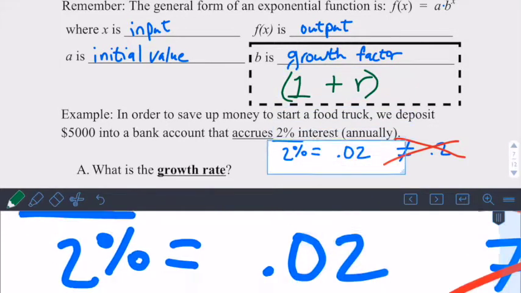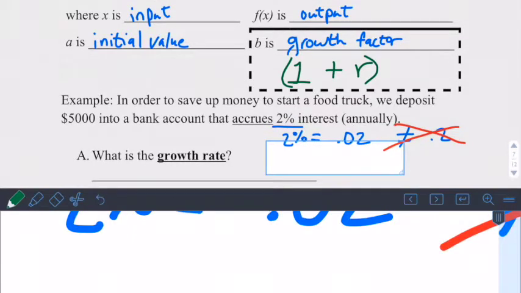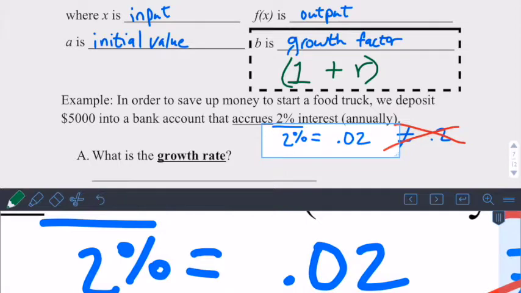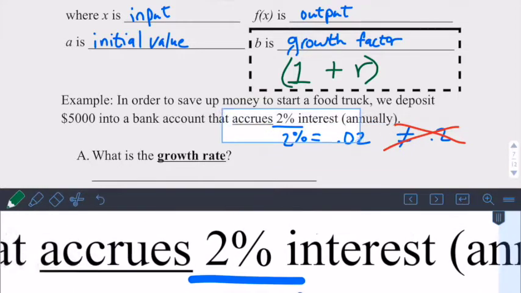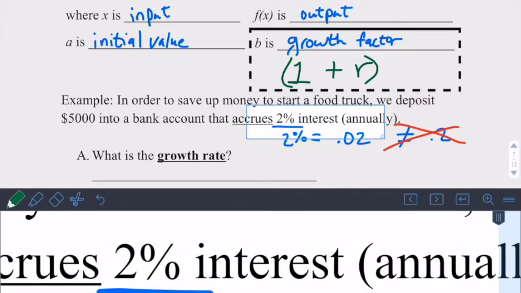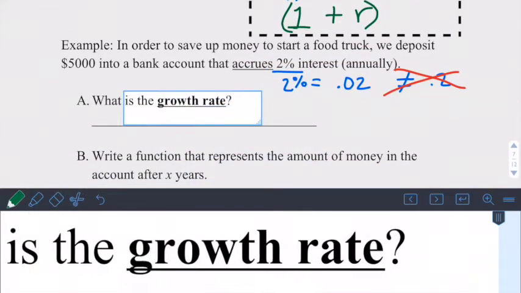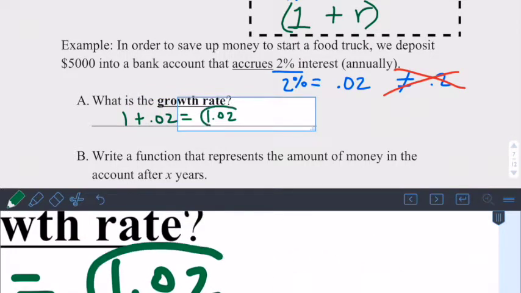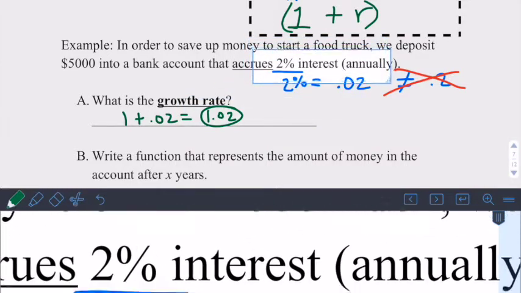Because if you think about it, if I multiply by 1, it's not going to do anything. If I multiply by 2% or 0.02, that's actually going to make it smaller. But remember, it grows 2%. So the growth rate is going to be 1 plus 0.02, which is 1.02. And if I were to multiply by 1.02, that would make it slightly bigger. It's very close to multiplying by 1, but slightly bigger, and that's that 2% increase.